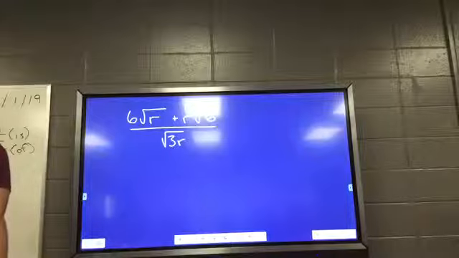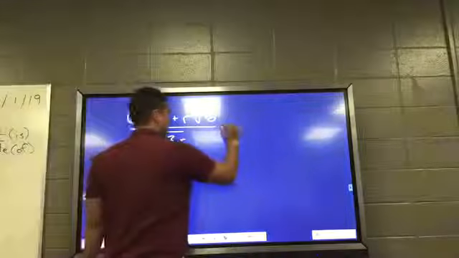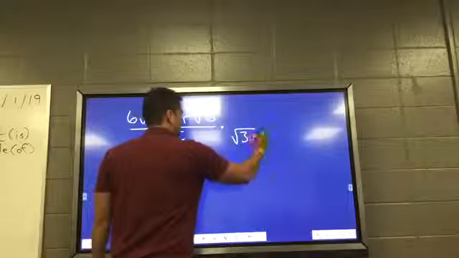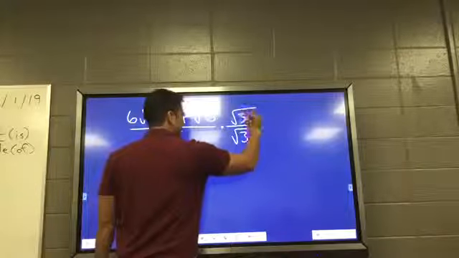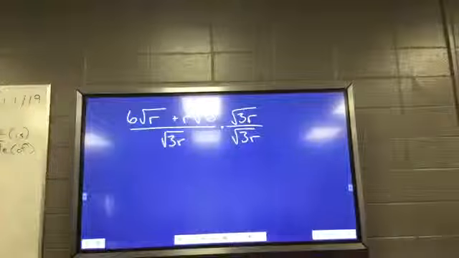A radical. No radicals in the denominator. You can't have that. Okay, so what am I going to multiply by? You should be getting good at this. Square root of 3r over the square root of 3r.